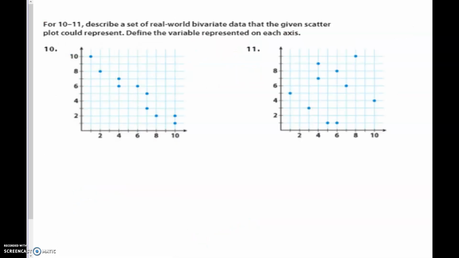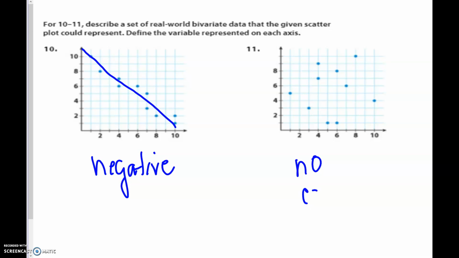All right, so what kind of trend does this look like? So can we draw a line through this? And this looks like it is a negative trend. And if we look over here at 11, those kind of look all scattered. And so I would say that there's no correlation here.